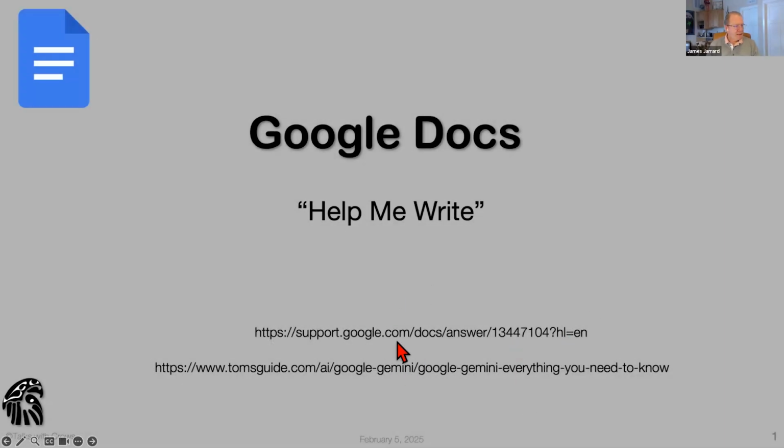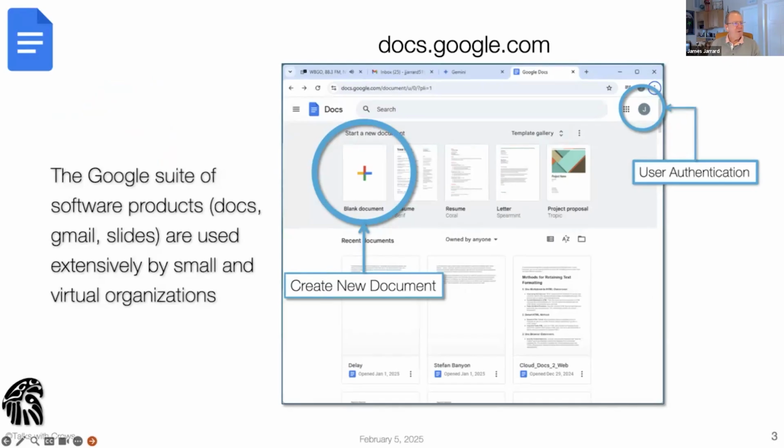information here. This is Google's guide, and this is another newspaper. Tom's Guide is the name of that. If you go to docs.google.com and make sure you're logged in, your ID, you authenticate it. If you have a Google ID, you have 15 gigabytes of data on Google's cloud server.